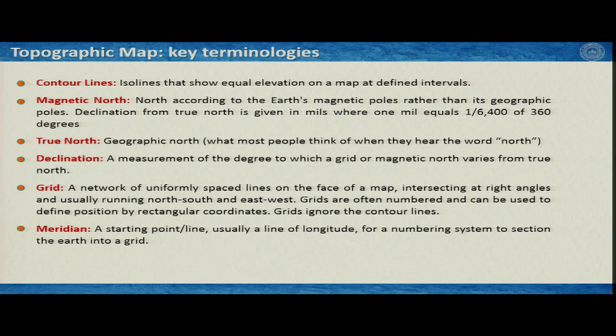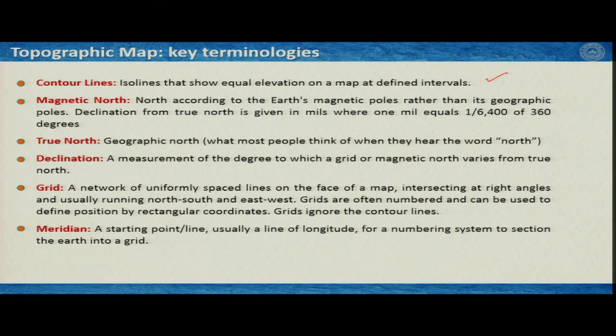So contour lines. Contour lines are isolines that show equal elevation on a map at defined intervals. This we have learned. Then magnetic north, north according to the earth's magnetic poles rather than its geographic poles. Therefore, if you have a magnetic pole, then you must have a declination. So declination from the true north is given in mils, where 1 mil is equal to 1 divided by 6400 of 360 degrees. The true north is the geographic north, and this is what we all understand when we talk about north. Declination we have learned, so a measurement of the degree to which a grid or magnetic north varies from the true north.